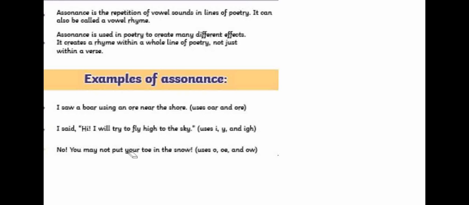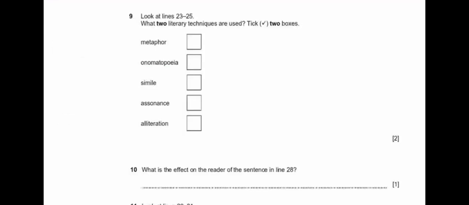No, you may not put your toe in the snow. So the uses of no, toe, and snow, that is assonance. Now let's check the reading. The reading is from line 23 till 25.